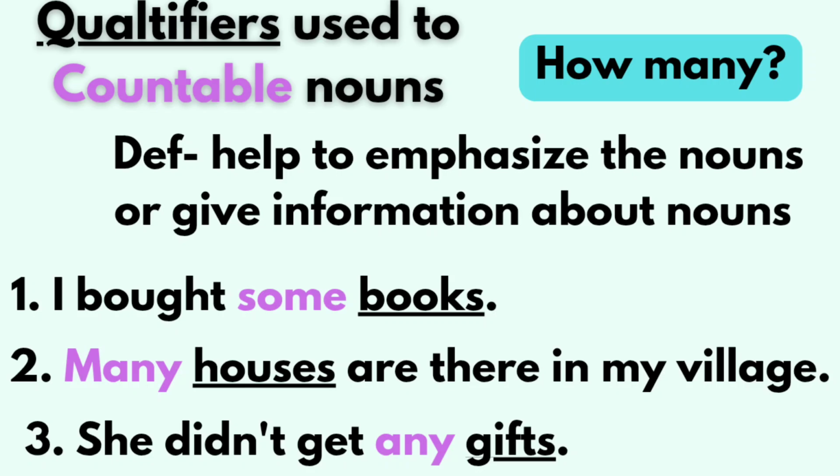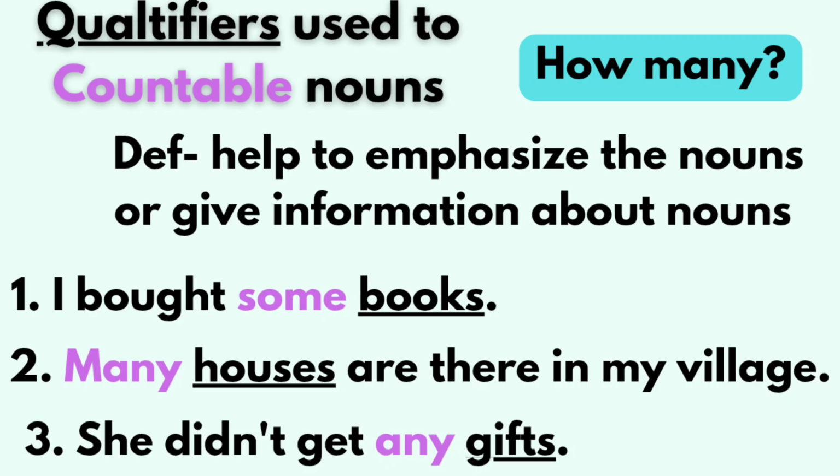In this video, I'm going to talk about quantifiers that are used with countable nouns. In the previous video, we talked about quantifiers that we use for uncountable nouns. So this video is all about countable nouns. In order to identify countable nouns, you need to raise a question, that is, how many. For uncountable nouns, the question word is how much. For countable nouns, how many. If you use the question how many, you will be able to identify the countable nouns.